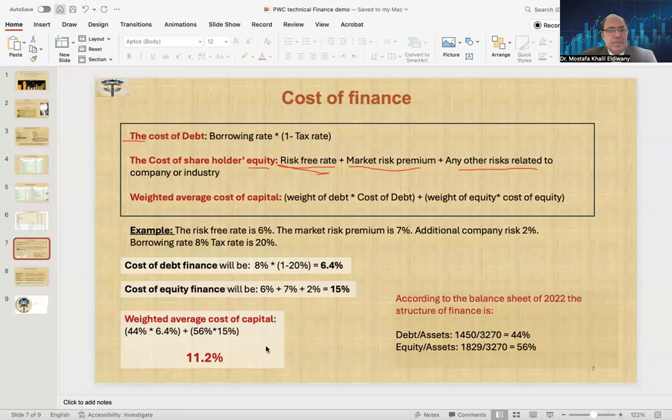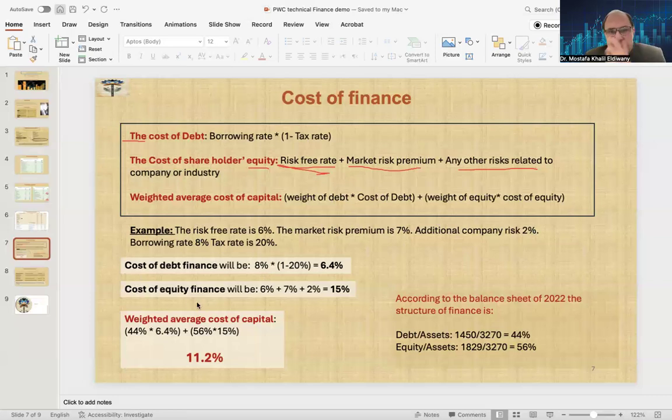Although shareholders' equity is always more expensive than the debt finance, because the shareholders are taking more risk than the bank. So let's assume that the risk-free rate is 6%, the market risk premium is 7%. Of course, the higher the risk in doing business in the market, the higher the rate you want on your money. Any other company risk you take into consideration. Borrowing rate is 8%, tax rate is 20%. So what is cost of debt finance? Will be the borrowing rate, prevailing rate in the banks, 8% times 1 minus the tax rate equals 6.4%.